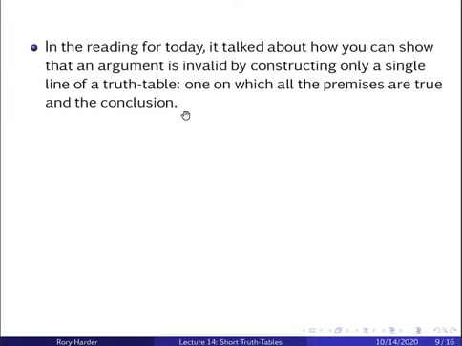In the reading, it talked about how you can show that an argument is invalid by simply creating a single row or line of a truth table on which all of the premises are true and the conclusion is false, because just a single row like that is enough to show that the argument is invalid, because invalidity only requires that it's possible that all the premises are true and the conclusion false.